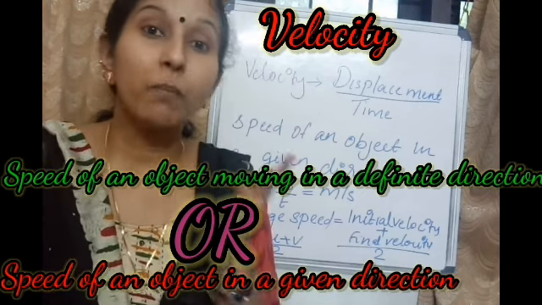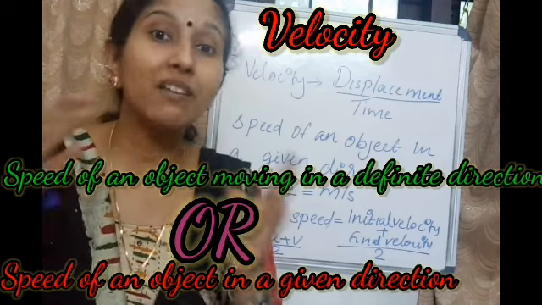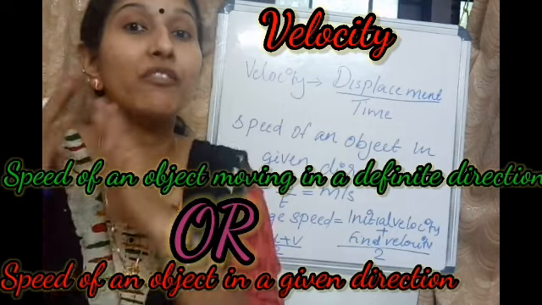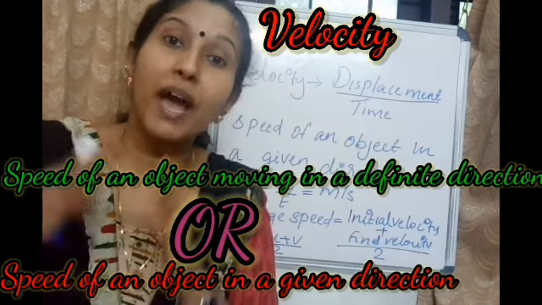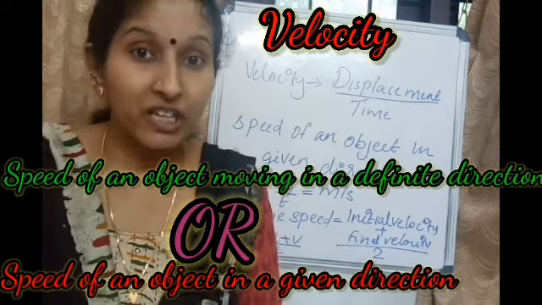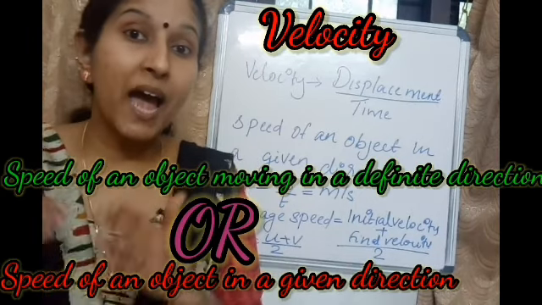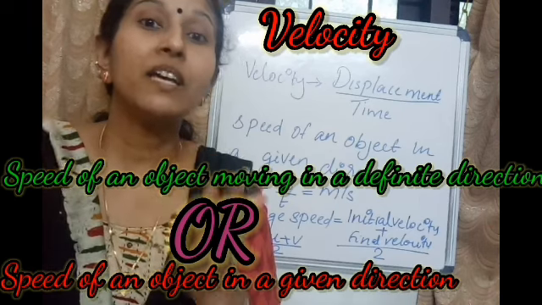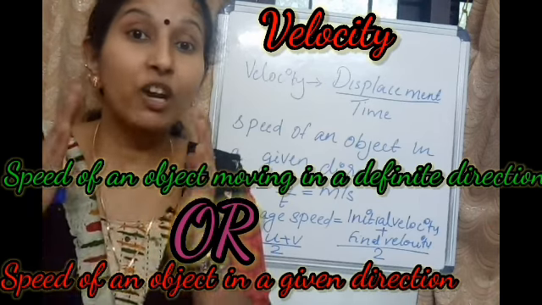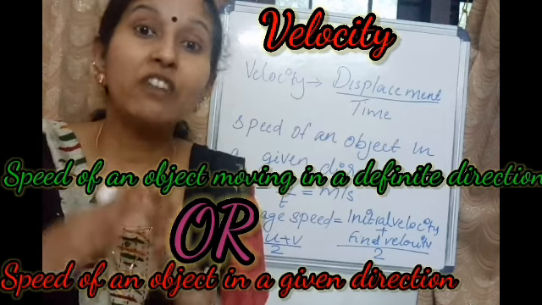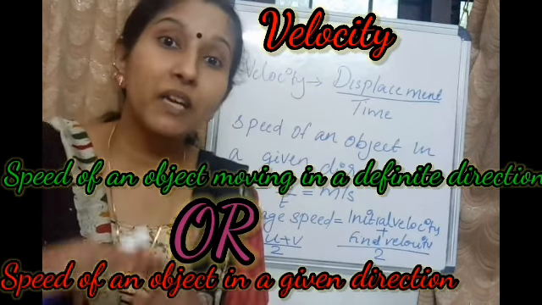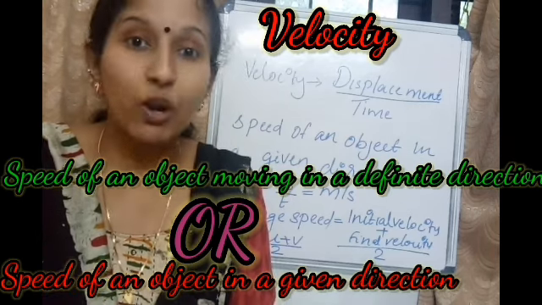So the main difference between speed and velocity: speed has only magnitude, but velocity has both magnitude and direction. That means velocity is a vector quantity, because velocity has magnitude and direction. So what is speed? What is velocity? Velocity is the speed with the direction. If we specify direction with the speed, that will be considered as the velocity.